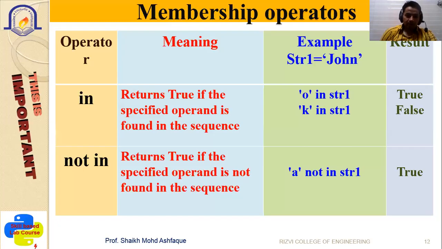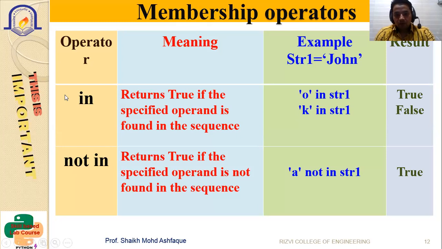The in operator returns true if the specified operand is available in the sequence. For example, if you want to search in a list, a tuple, or a set, if the data is available it can be checked with the help of in. If the data is there, it will return a true value. With not in, the value should not be available, so it returns true if a specified operand is not found in the sequence.